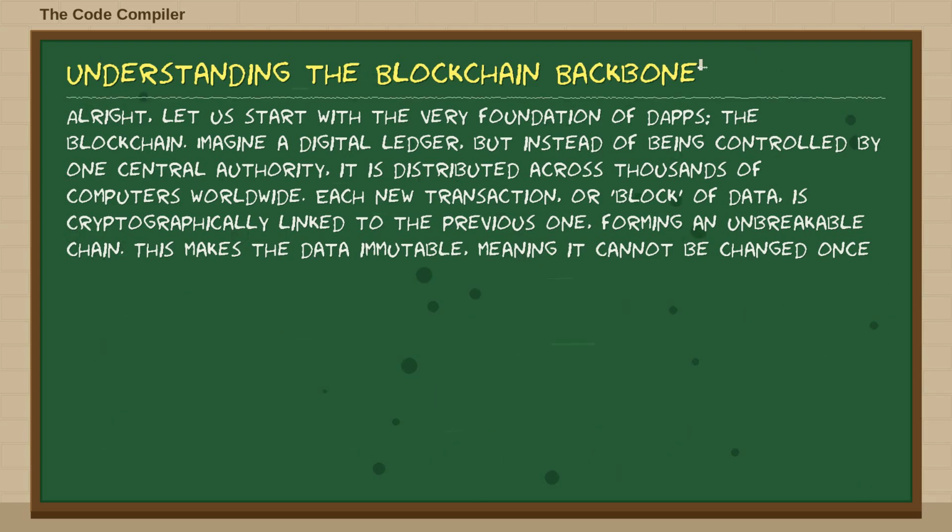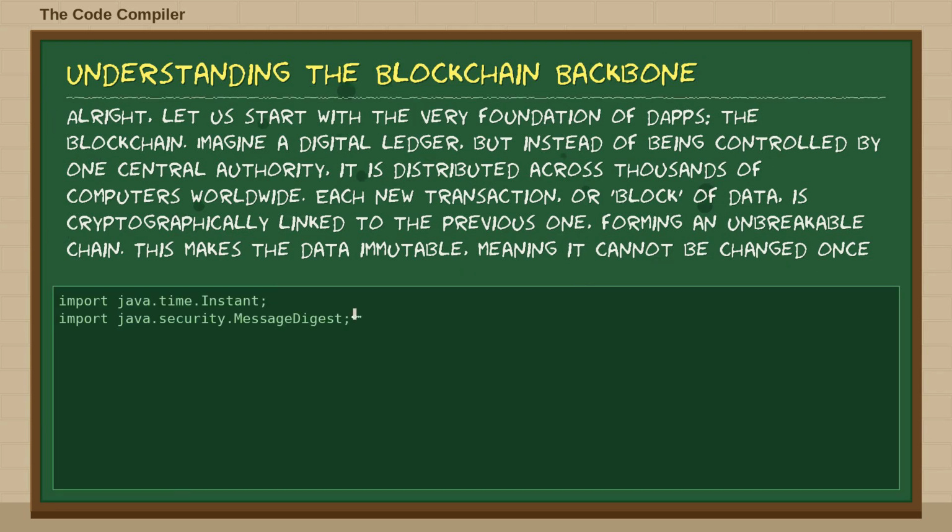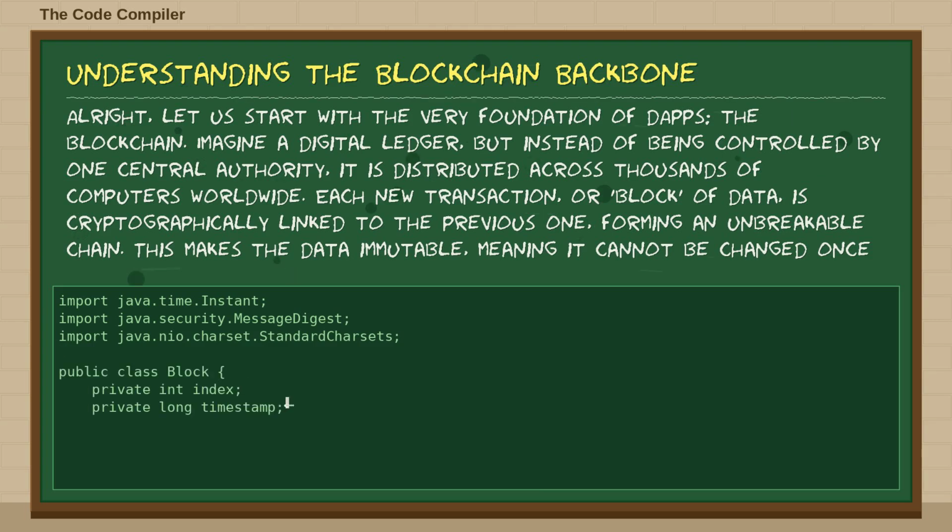This distributed and secure nature is what gives dApps their power and resilience, unlike traditional applications that rely on central servers which can be single points of failure. This fundamental shift from centralized to decentralized infrastructure is the heart of the dApp revolution. Understanding this distributed ledger technology is your first step.